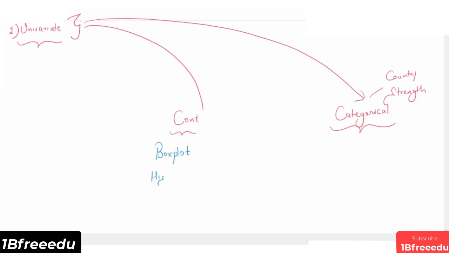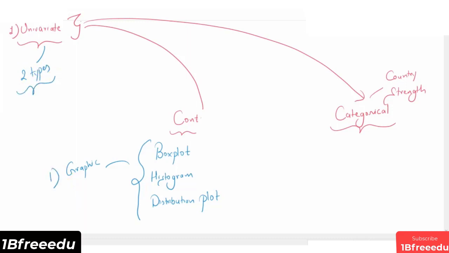The second thing you can notice is the histogram. You can often use a histogram for univariate analysis. Similarly, your density curve, or you can say my distribution plot. Again, these are all ways that lie under graphical analysis. So to perform univariate analysis, we basically have two types. The very first one is graphical analysis. The second one is tabular analysis.